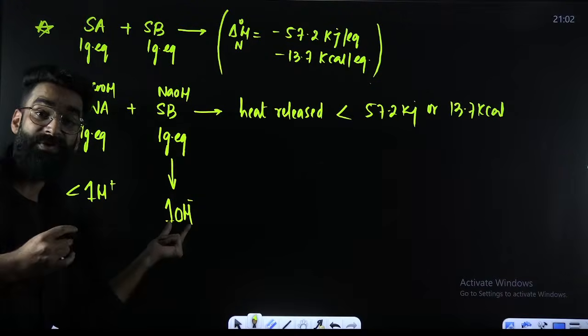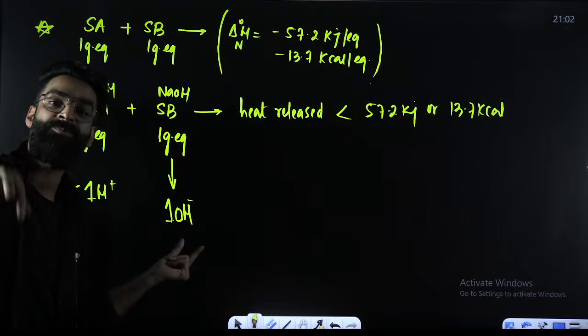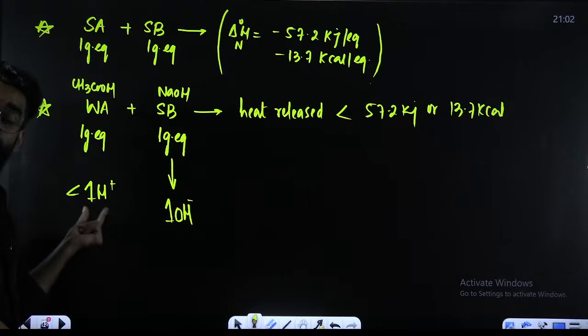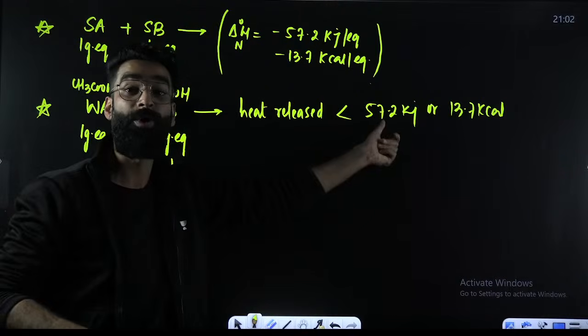We know when 1 mole of OH- reacts with 1 mole of H+, the heat released is 57.2. But here, no doubt, you have got 1 mole of OH-, but you have got less than 1 mole of H+. So will the heat release be this? No, it will be less than this.